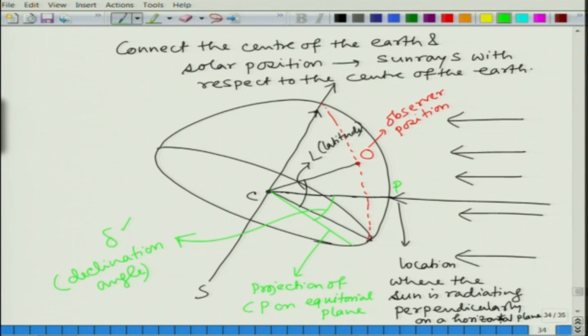Okay. And another thing you can look at here is that all these angles are on the plane perpendicular to the equatorial plane. So both delta and L are in the plane perpendicular to the equatorial plane. That is a very significant point you should notice and remember.